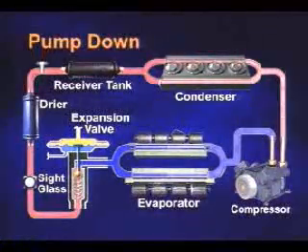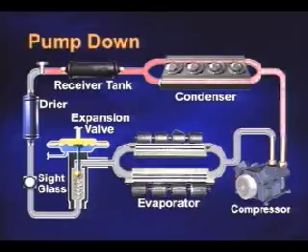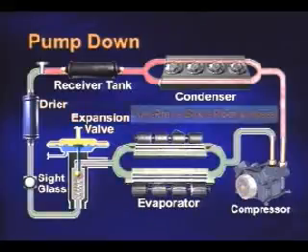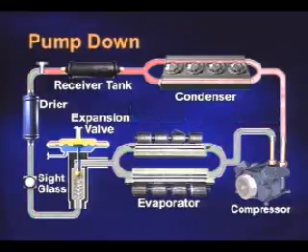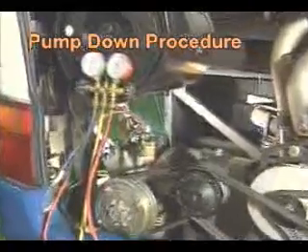Pump down means to move all refrigerant in the low pressure side to the high pressure side. Using this operation, we can repair or replace the compressor, evaporator, expansion valve, dryer, low pressure side pipes and hoses without removing the refrigerant. The pump down procedure is as follows.